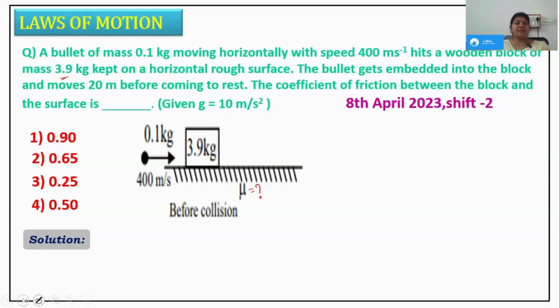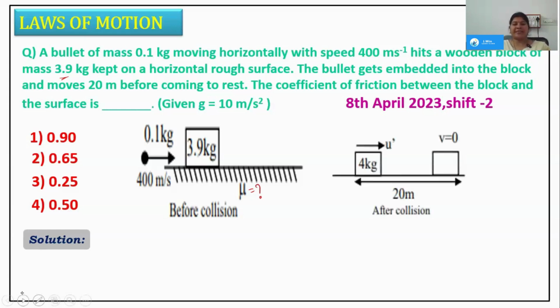So here, after the bullet is embedded into the block, the system is like this. Here we used 4 kg instead of 3.9 kg. Why? Because this 4 kg involves two masses. One is the mass of the block, 3.9 kg, plus the bullet. The bullet is also inside the block. Let us assume this red dot as the bullet whose mass is 0.1 kg, which is inside the block itself. That's why this total is considered as 4 kg.